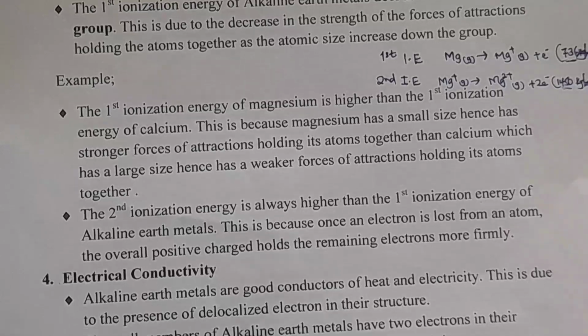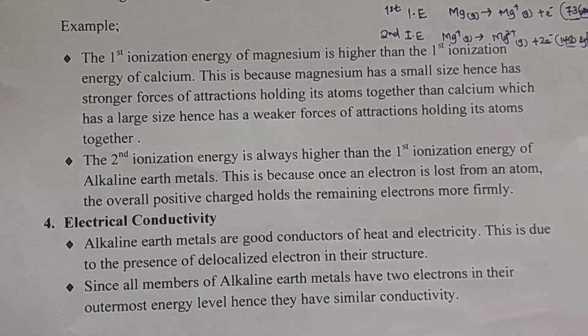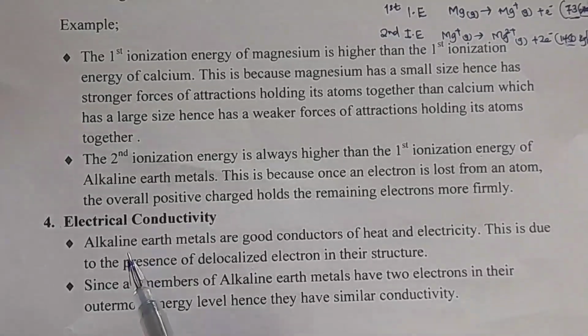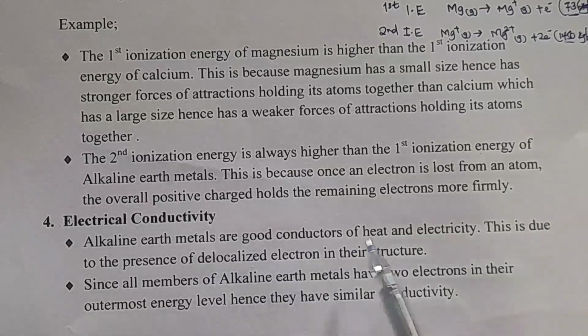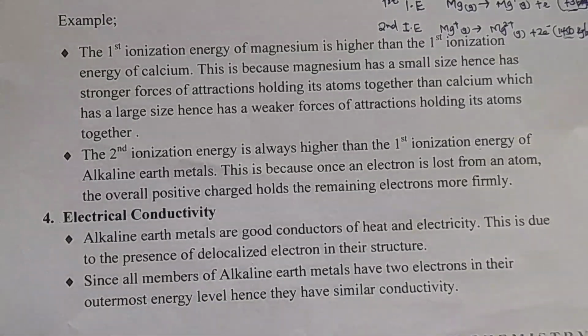Next, we are going to go to the last slide, that is electrical conductivity. For the electrical conductivity of alkaline earth metals, we are going to say alkaline earth metals are good conductors of heat and electricity. Reason? This is due to the presence of delocalized electrons in their structure, just like alkali metals.